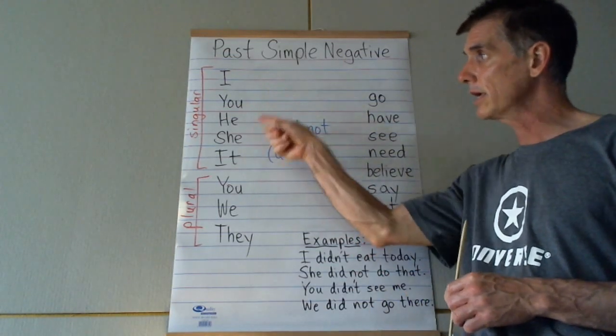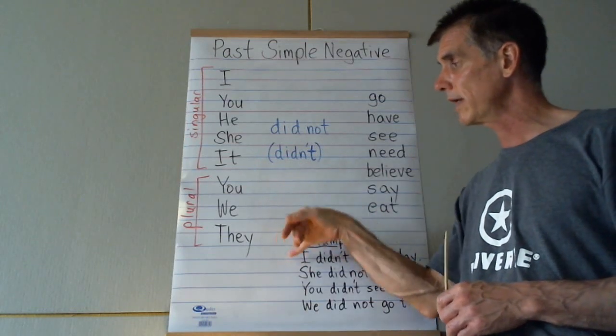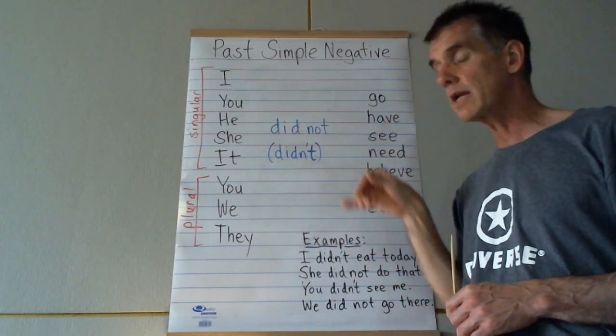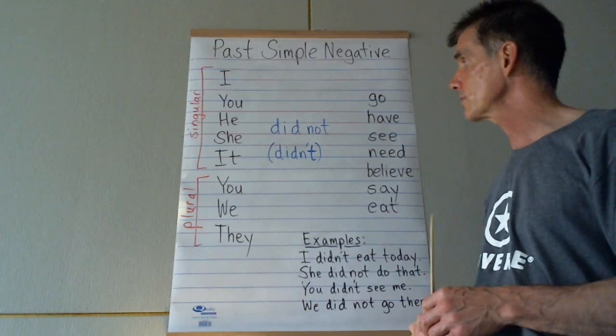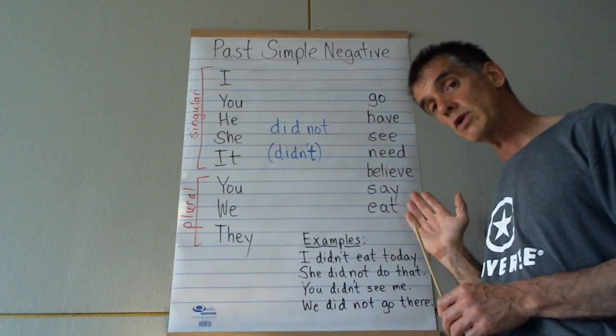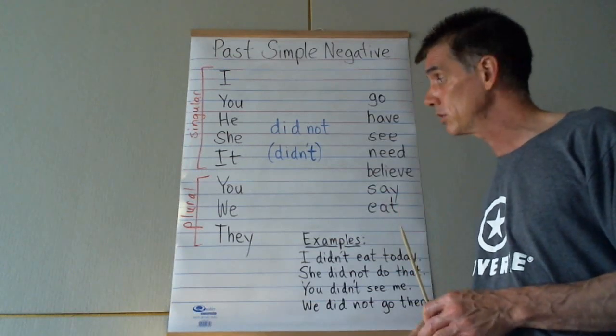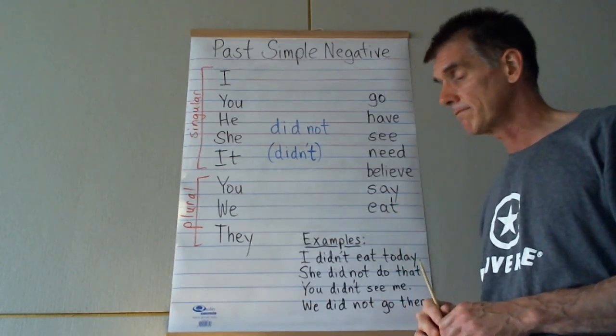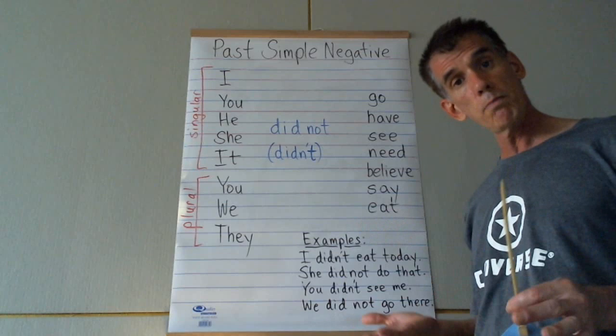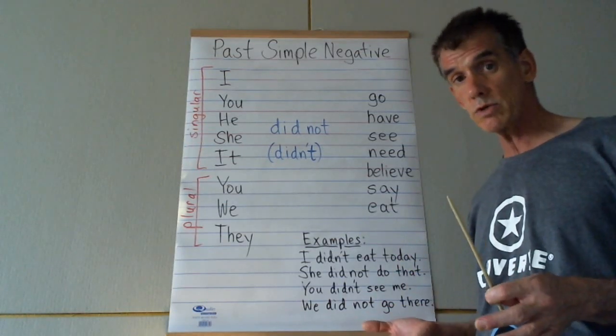They all use I, you, he, she, it, you, we, they. They all use did not or didn't, so that's fairly simple. That's fairly straightforward. And then these verbs do not change. You just use the base form of the infinitive of the verb. And other than that, it's pretty straightforward. So I hope that's informative. I hope that's easy to understand.